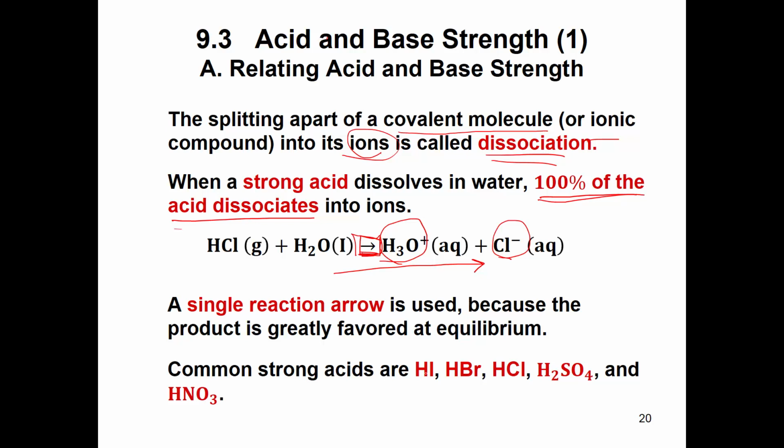Some of the strong acids are hydroiodic acid, hydrogen bromide or hydrobromic acid, hydrochloric acid, sulfuric acid, and nitric acid. Notice what's missing from the halide group is HF, because HF is weak.